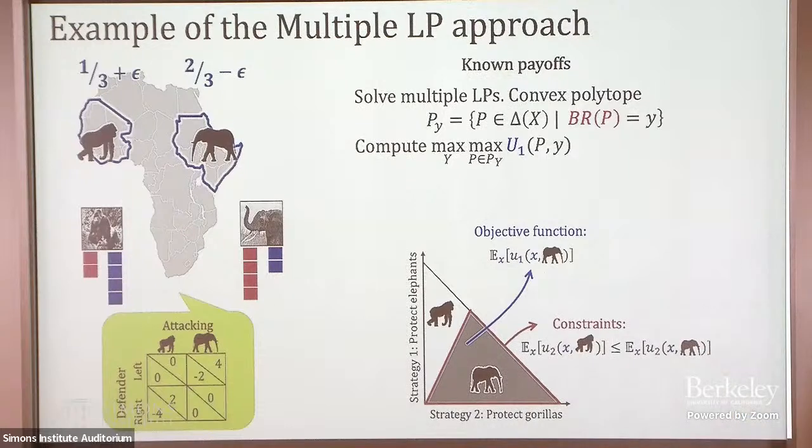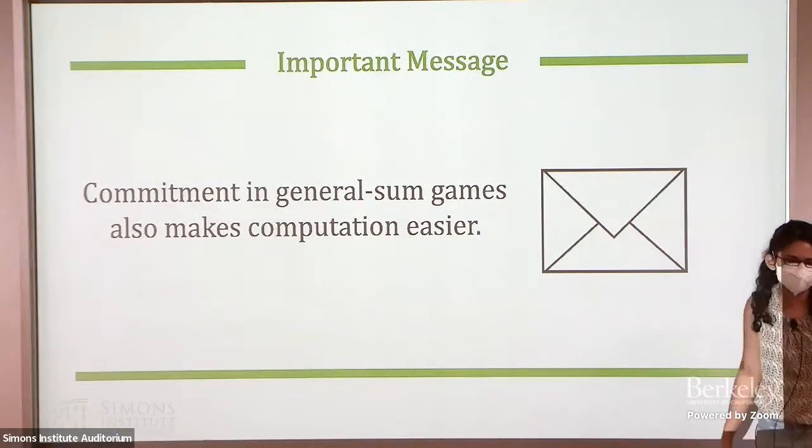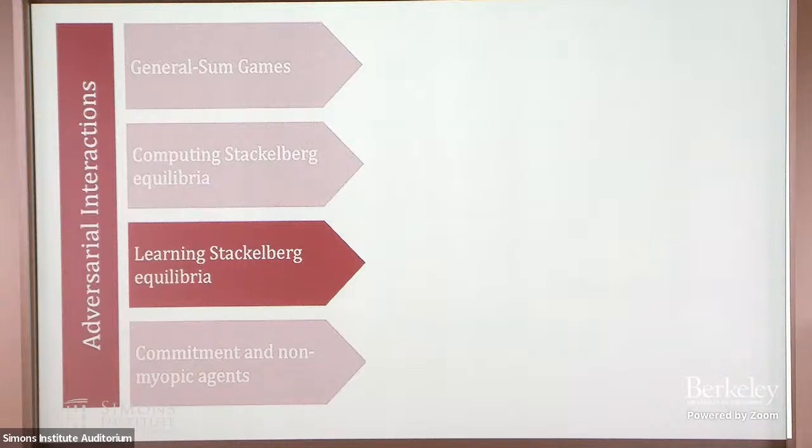I'll talk a little bit towards the end about how the algorithmic perspective on who's committing and who's not committing is itself an interesting way of viewing this. Okay, so here one thing we don't want to forget is that we want to think about general sum games, and especially a Stackelberg solution and commitment in them, because they're both easier and better. So whenever we can commit, we should really use that.